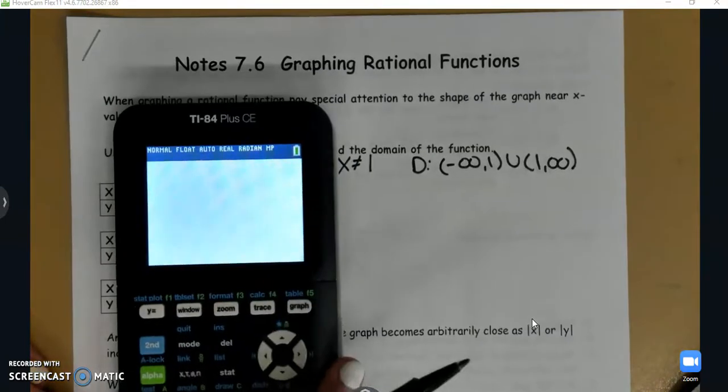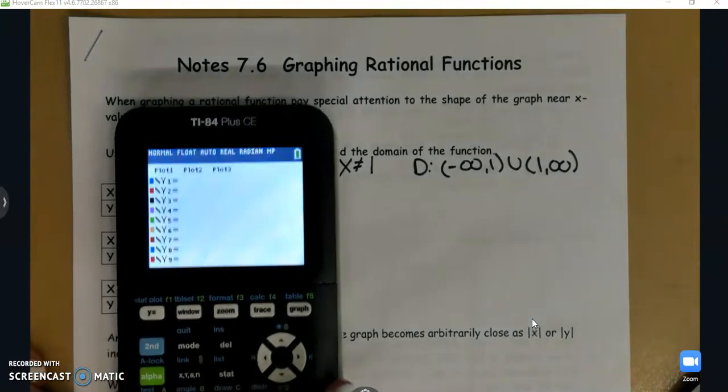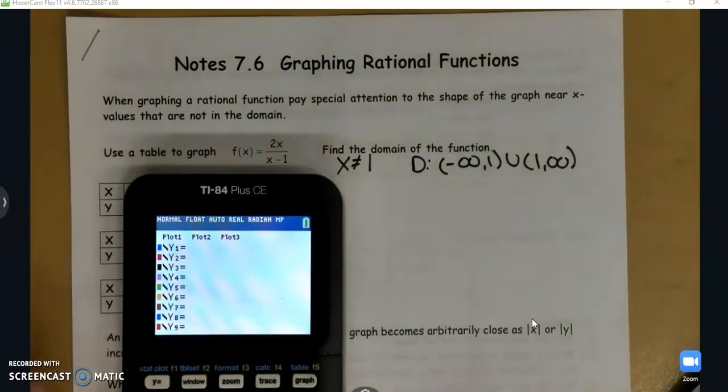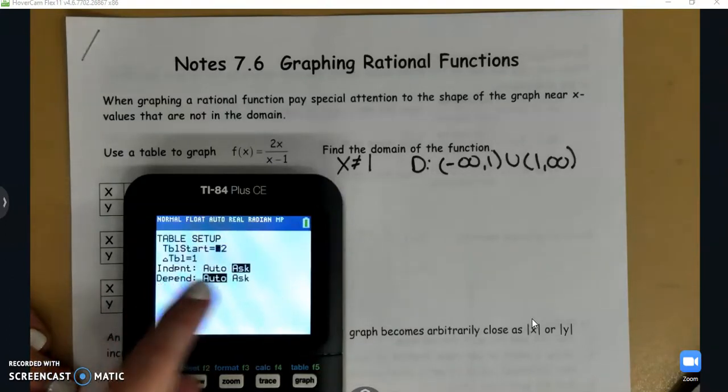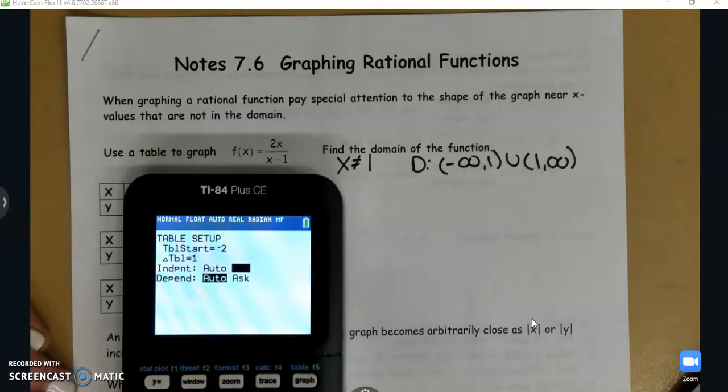So the first thing you're going to do is go to your y equals menu, and you are going to go ahead and type in this function, making sure to protect your numerator and your denominator by parentheses. Then you need to go to your table set, and you need to make sure that your independent variable is set to ask and not auto. So if you just arrow over and hit enter, it will change that for you.